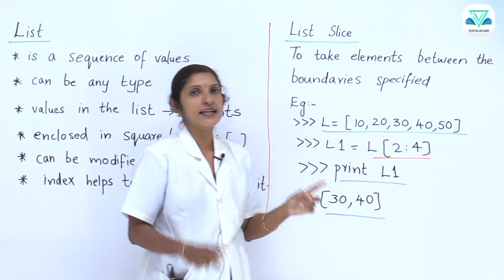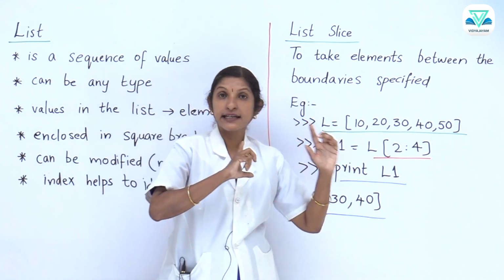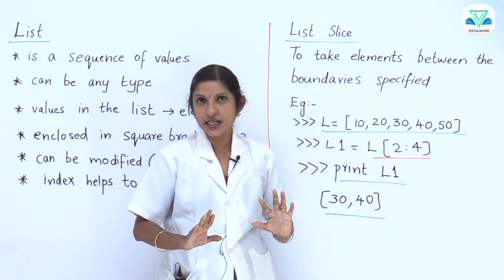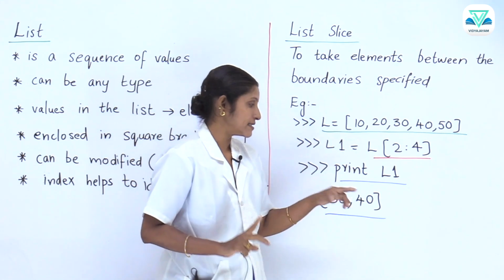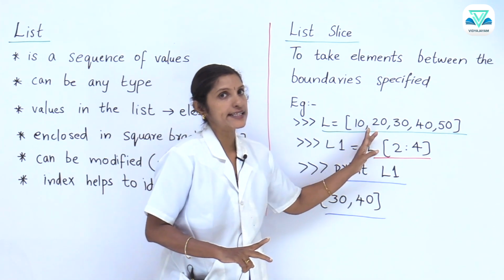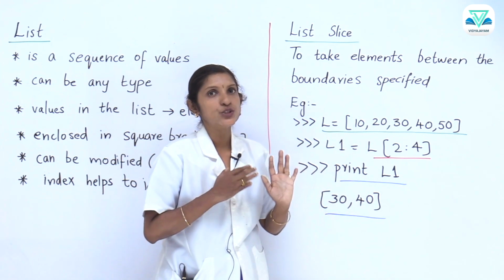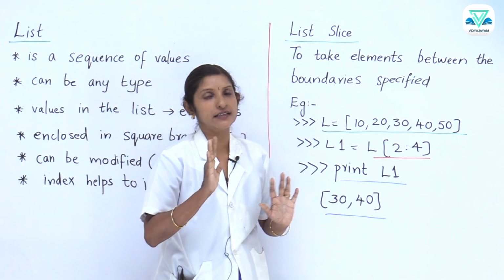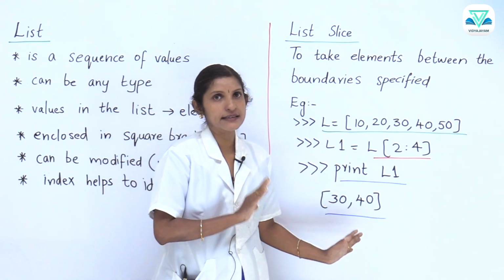In list slicing, 2 is the starting index. Till 4 means 4 is excluded from this. So we will take only 2 and 3. That is the reason why we are getting the answer 30 and 40. When slicing, it is always like that: if we say 2 colon 4, we should take 2, take 3, and not take 4. That is how we should slice and then store it.